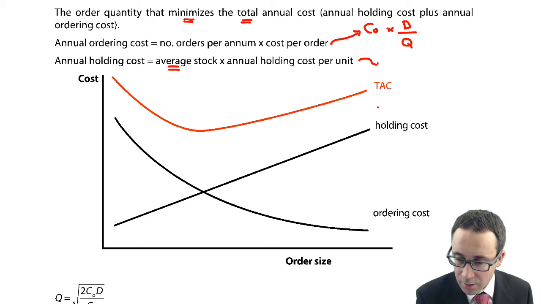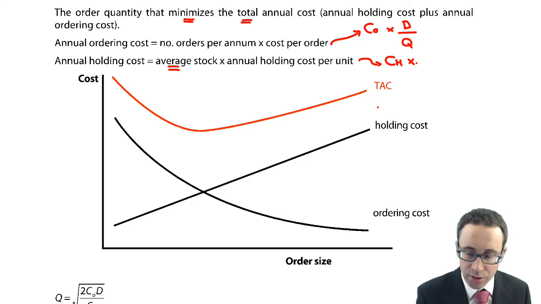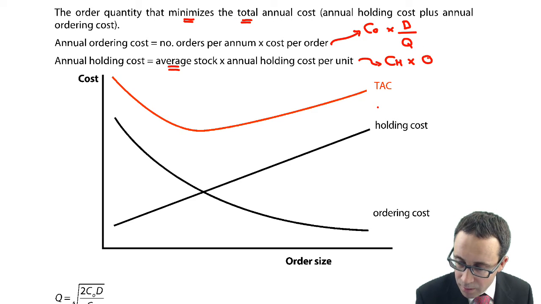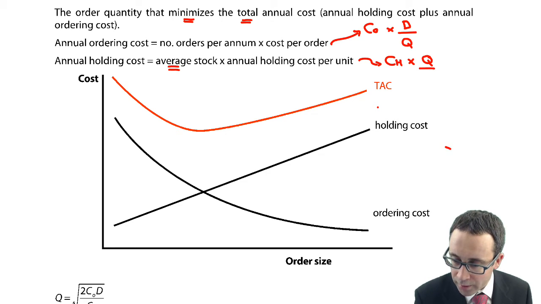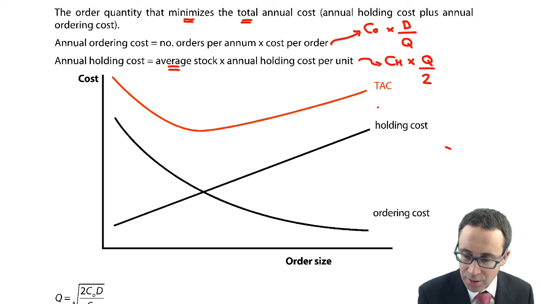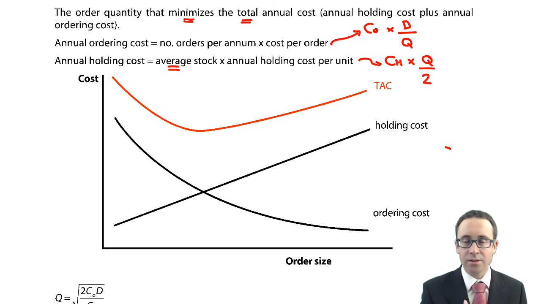The annual holding cost is your average stock level multiplied by your annual holding cost per unit. So we look at our holding cost per unit, and we need to look at the average quantity of stock. We take the quantity, which is Q per order, and divide that by 2 to work it out as a very simple arithmetic average. Okay, just dividing it by 2.